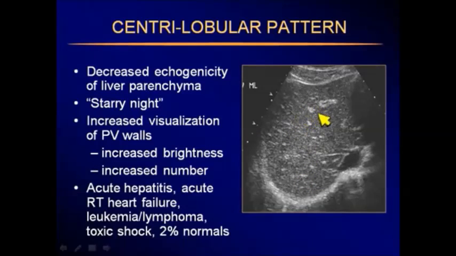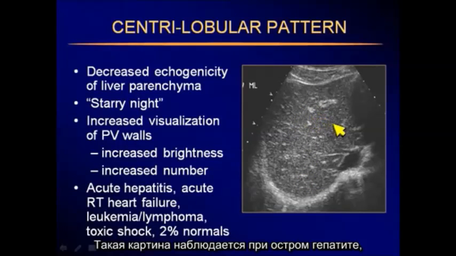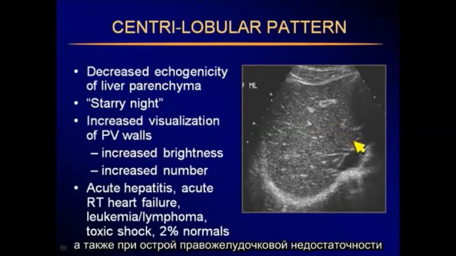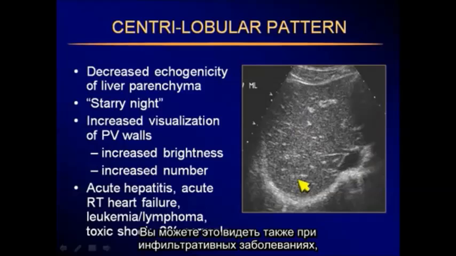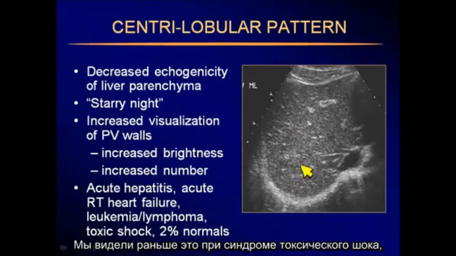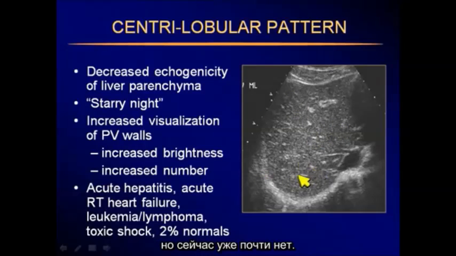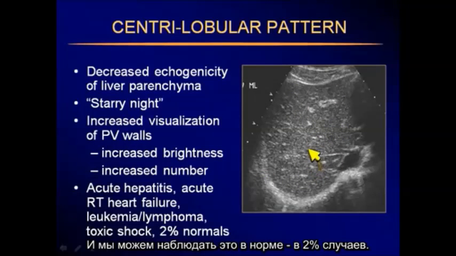Now the liver does not make more portal veins, it's just that we see them because now we have more contrast. This pattern is seen with acute hepatitis, also seen with acute right heart failure. You may see it with infiltrative diseases of leukemia and lymphoma. We used to see it with toxic shock syndrome, but we don't see that much anymore. And we can see it with 2% of normal cases.